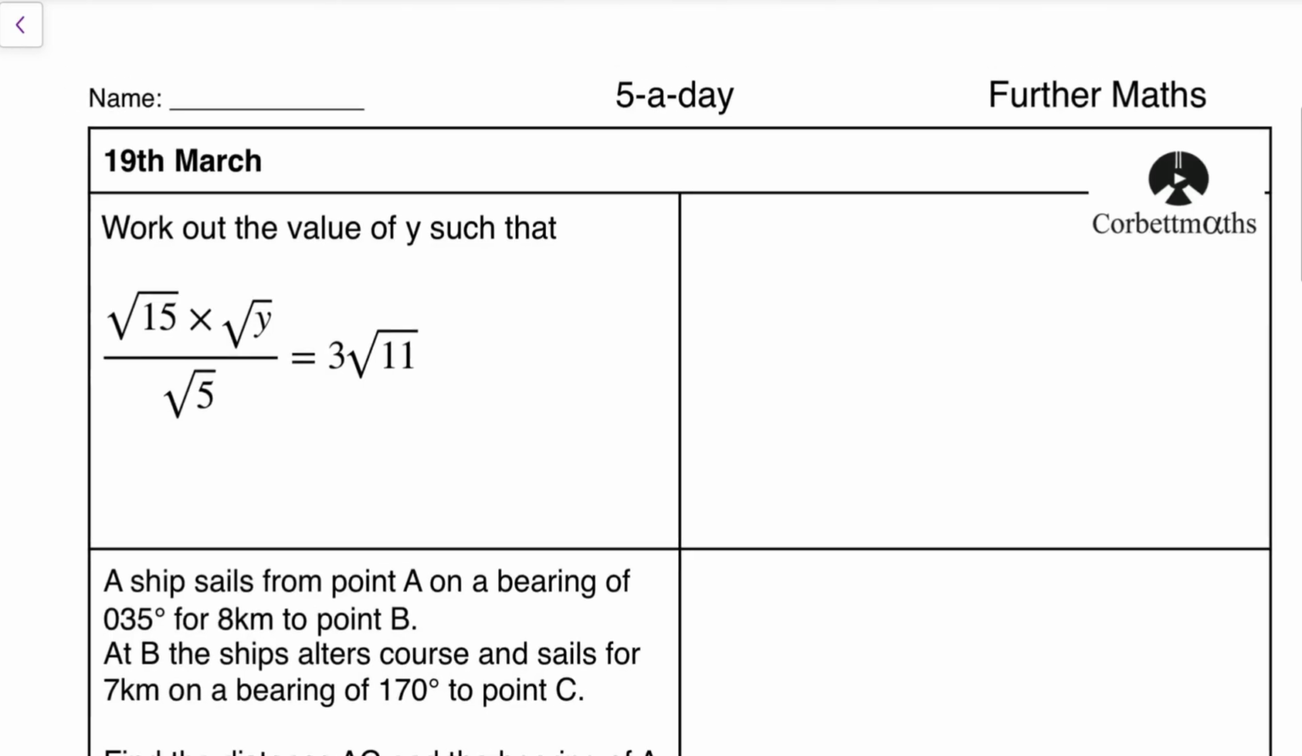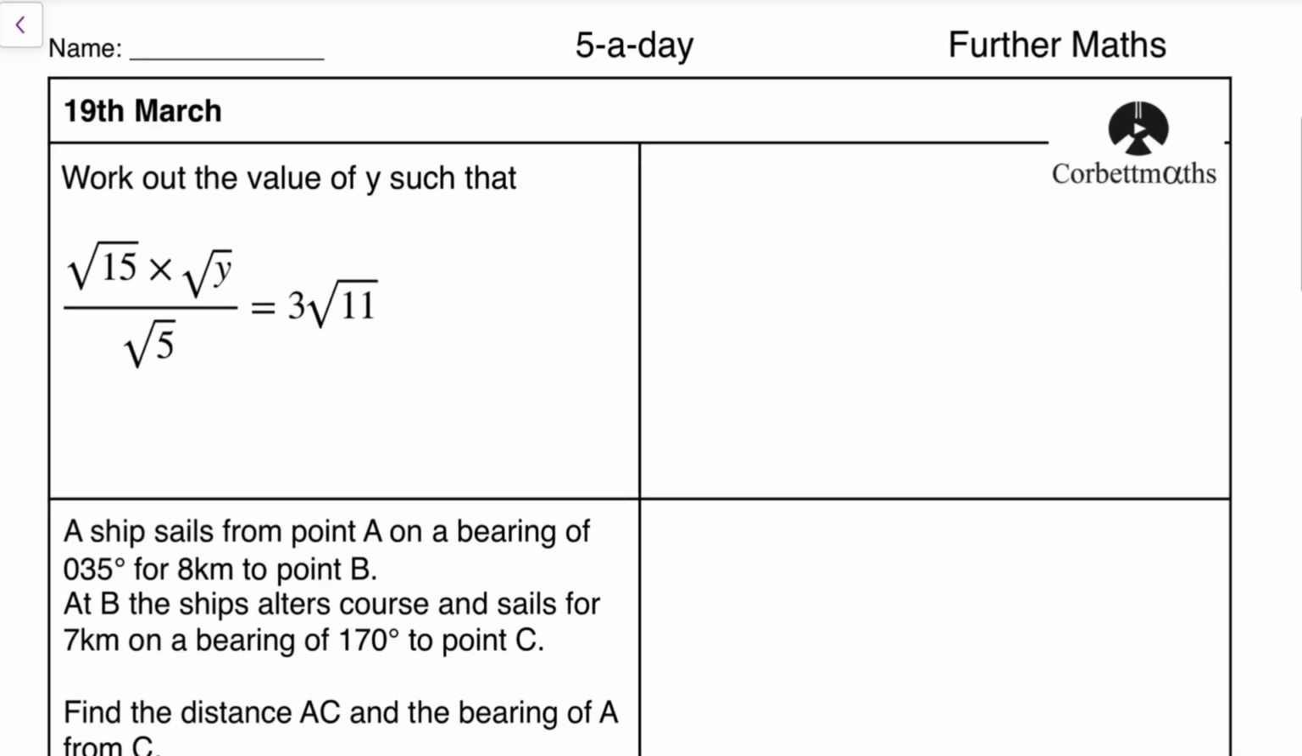So what I'm going to do is do the left hand side as one big surd, because remember you can combine surds inside the surd. So that's going to be 15 times y, which is 15y, divided by 5 is equal to, now on the right hand side, I'm going to remember 3 is the same as the square root of 9, so the right hand side is 9 times 11. Clever.